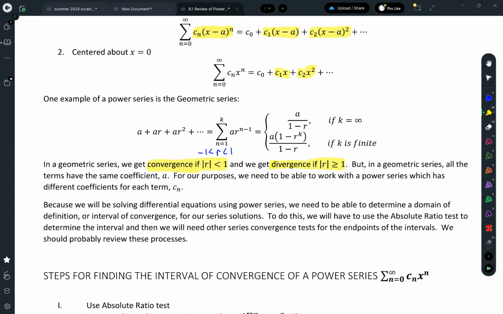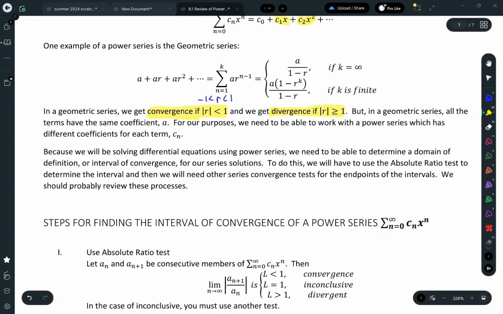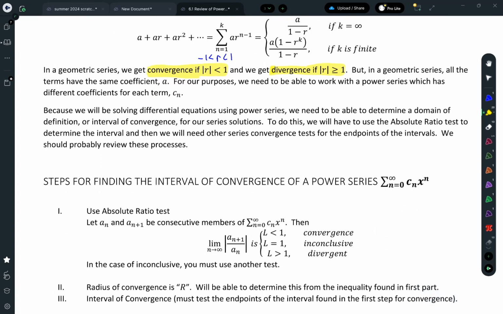And for our purposes, we need to be able to work with a power series that has different coefficients for each term. But they are still just coefficients. And coefficients are not affected by the value of x. Okay? So it ends up being okay that we have different coefficients for every term. Now, because we will be solving differential equations using power series, we have to be able to determine a domain of definition, which is also known as the interval of convergence for our series solutions.